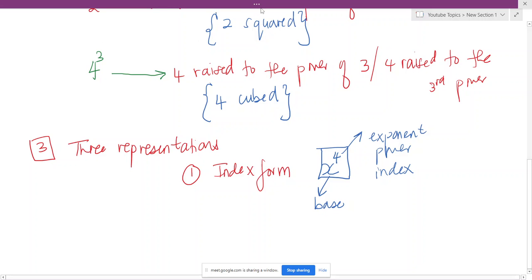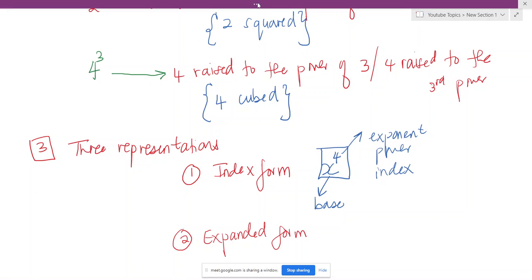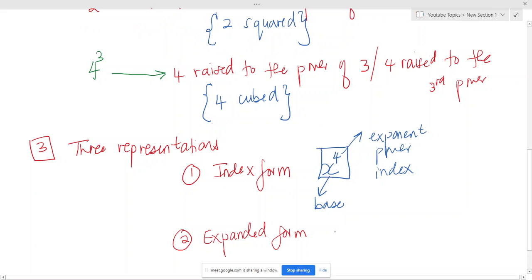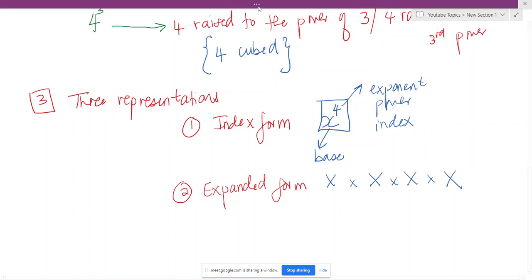Then we have the expanded form. As the word expanded suggests, for x to the fourth power, instead of having it as such, you'd write it out. So you'd have x times x times x times x. That's expanded form. That's when you write out the number of times the base is being multiplied, as given by the index.